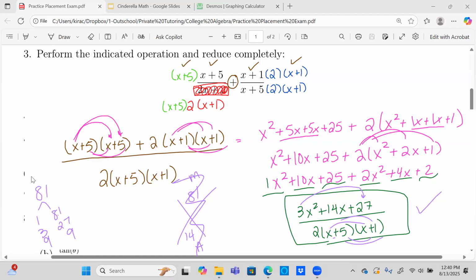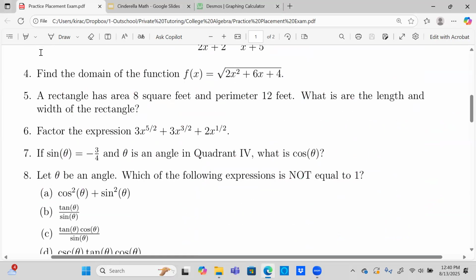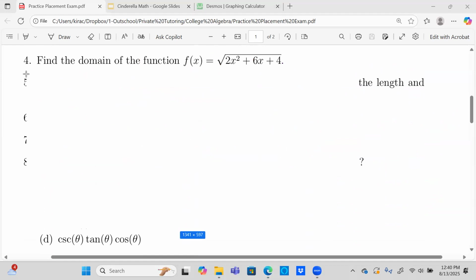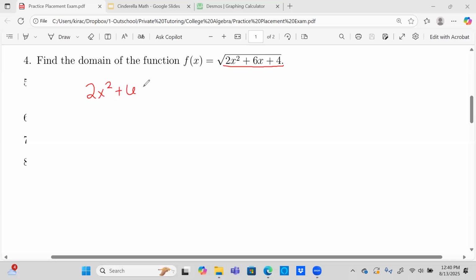Okay. Number 4, find the domain of the function. Well, it's under a square root, and square roots can only take in positives. So this stuff under here needs to be positive. So 2x squared plus 6x plus 4 has to be bigger or equal. It can equal 0. All right, so let's pull out the 2. I see a GCF. See how they're all even? Let's pull that out. So that would just leave 1x squared, 3x, and 2.